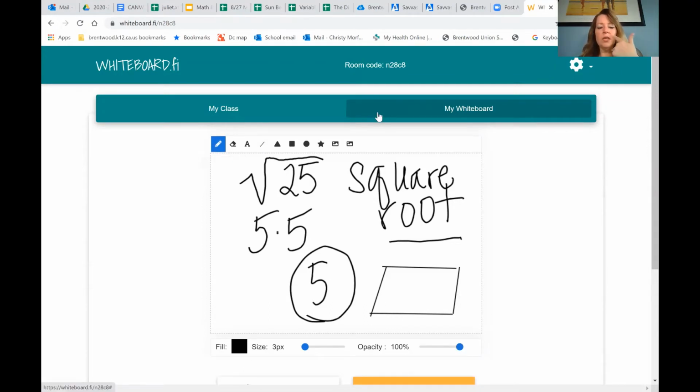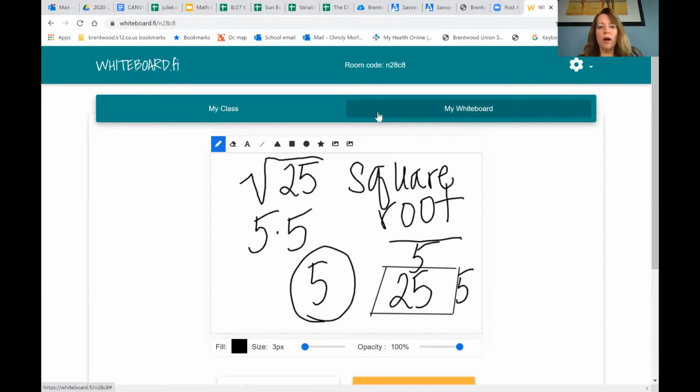So what it means to have a square root is you're actually physically taking a square that has an area of 25, and it wants to know how big each side needs to be in order to have an area of 25. And hopefully you should know that area means multiply the two sides together. So 5 times 5 on each side would give you an area of 25.